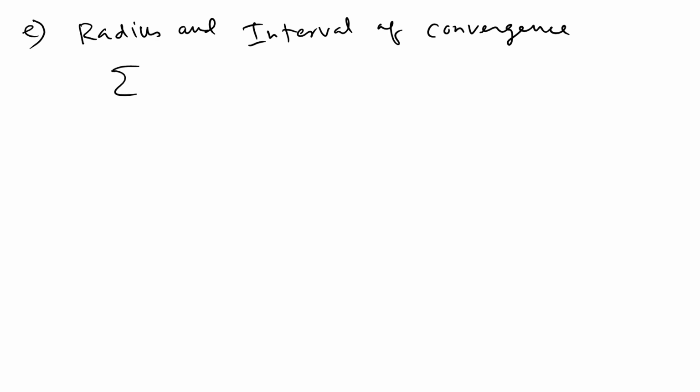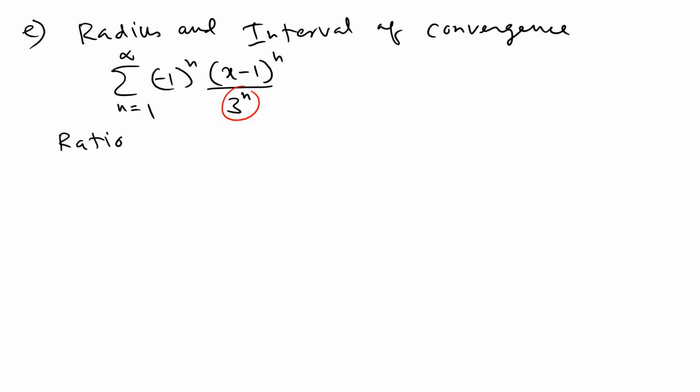So the problem was sigma n going from 1 to infinity, negative 1 to the n, x minus 1 to the n, over 3n. So this says that, I mean, you can use the root test or the ratio test. So let's use the ratio test, the standard technique. But if you use the root test, it will be very easy because you can already see everything. But I'm going to use the ratio test. That's the kind of standard. But you can use the root test very easily. Okay, so ratio test. So we can try that.